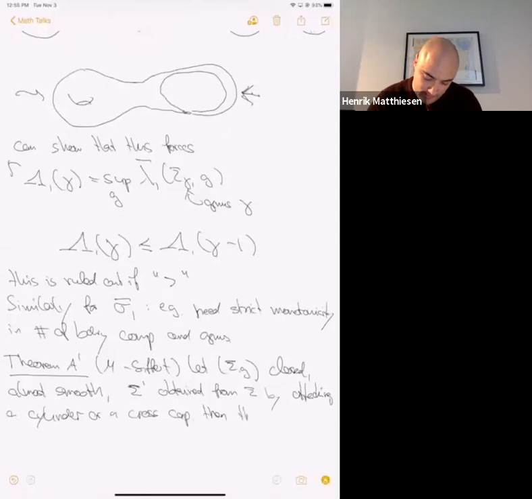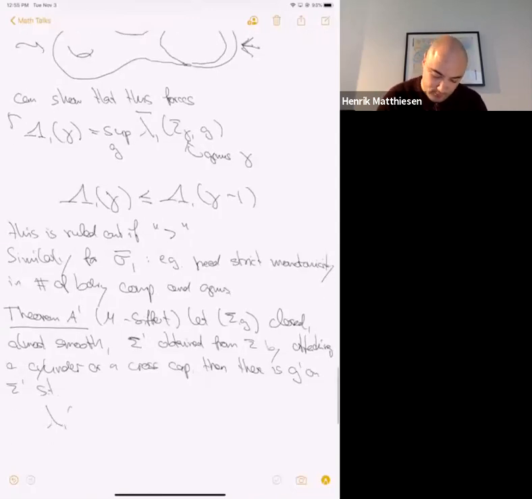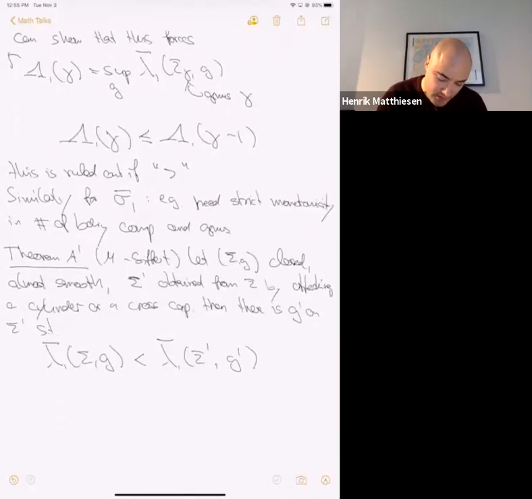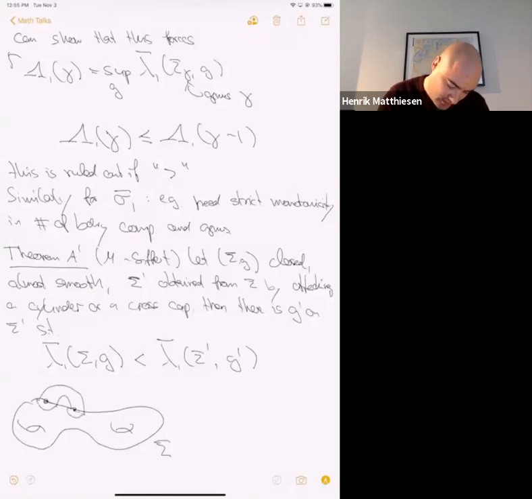So then there is a metric G prime on sigma prime such that you strictly increase, such that lambda 1 bar prime of G prime goes up strictly. Okay. So let me draw a picture. I start with some surface sigma. That's maybe my surface sigma. And then sigma prime is something where you take 2 points, remove tiny disks near them, and then attach something like this, right?